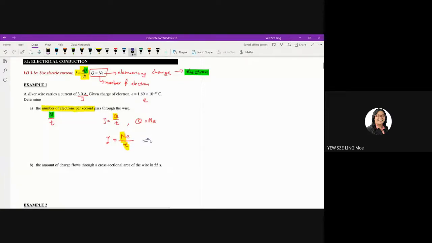So rearrange the equations. n over t is then equal to I divided by e. Wait, yeah, should be. Oh yes, okay, I divided by e. So I over e. So you plug the value into the equations. You have 3 divided by 1.60 times 10 to the power of negative 19. Therefore, it is equal to 1.88 times 10 to the power of 19.